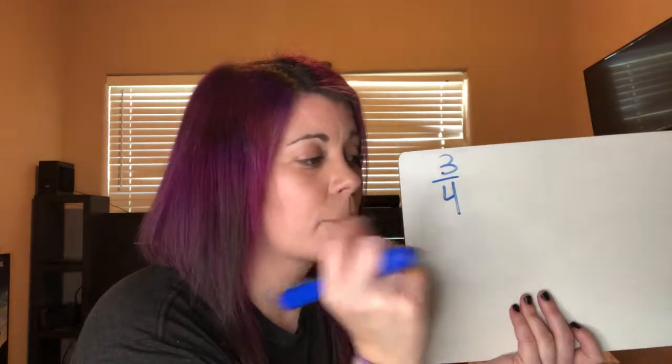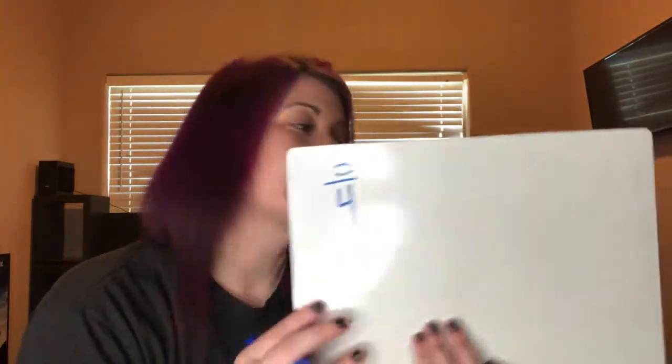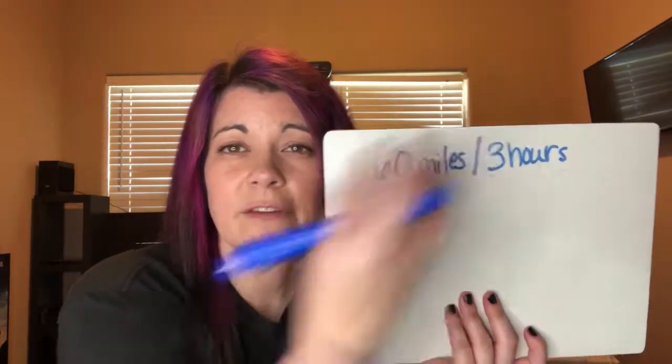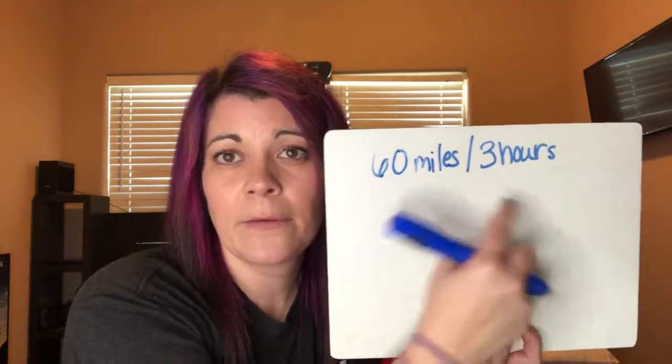Now a rate is a ratio that compares two different units by division, like miles per hour. So like the speed limit, 50 miles per hour is an example of a rate because it's a ratio and it's comparing two different units. It's comparing miles and it's comparing hours. So another rate, it doesn't have to be always per hour. The rate could be 60 miles per 3 hours. This is still a rate. It's written as a ratio and it's comparing two different units, miles and hours. Okay, so that is what a rate is.